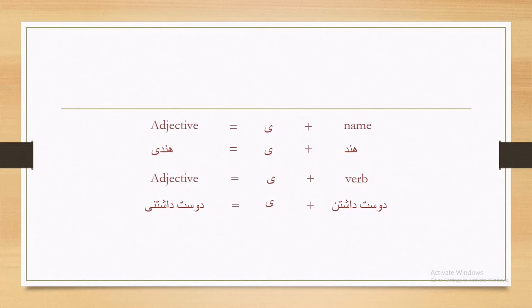And another type of these adjectives: if we use he instead of the last ne of a verb, we have an adjective that tells us this verb has happened for the noun which this adjective is near.